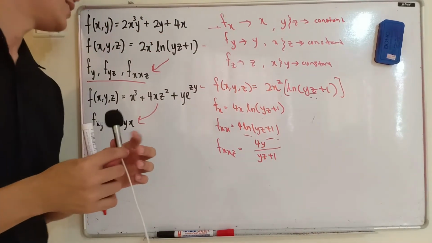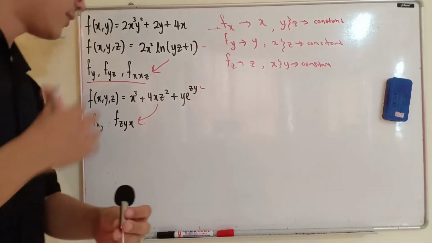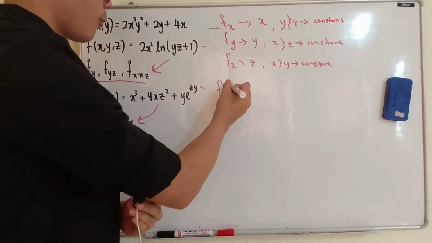So we move on to our last question over here. So for our last question, which is f equals to f of x, y, z.